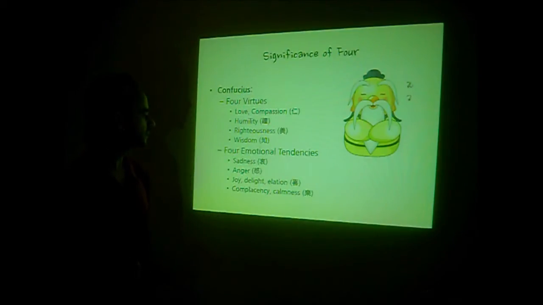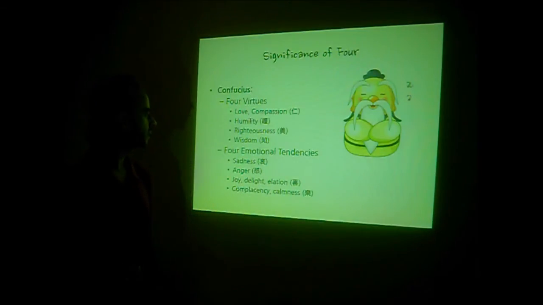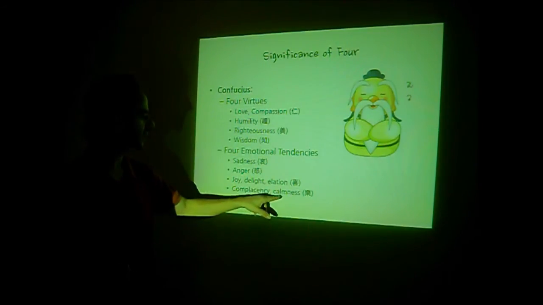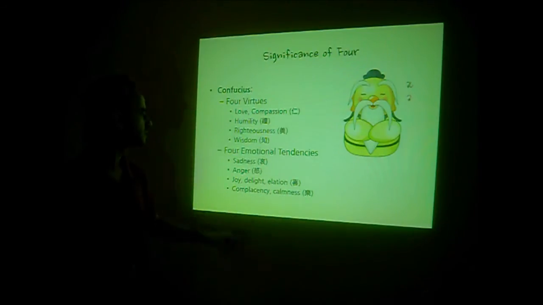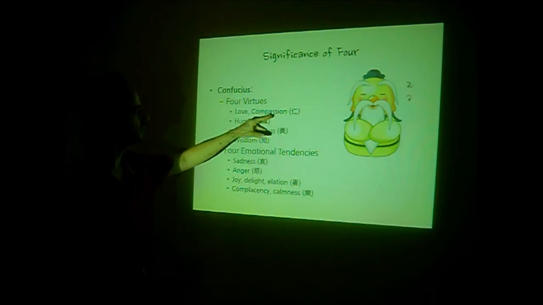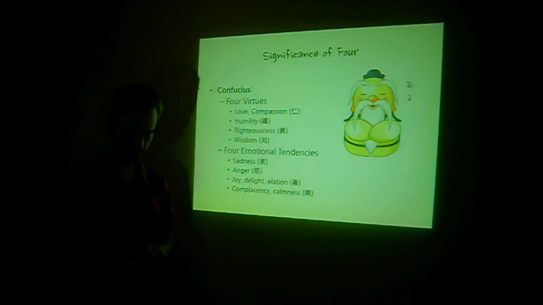They exist latent. We have to bring them out through action, through deed, through carrying out our mission in life. And how do we do that? We balance these four emotional tendencies or temperaments. What are they? Sadness, anger, joy, delight, and elation. Complacency and calmness, sadness, anger. So each one of the body types will have a propensity towards one of these emotional tendencies. And if they are able to balance those emotional tendencies, they can bring out their propensity towards one or more of these virtues. And we'll talk a little bit more about that in a bit.